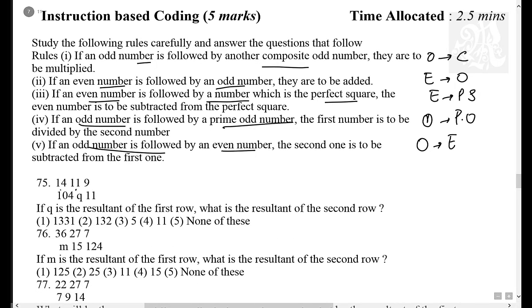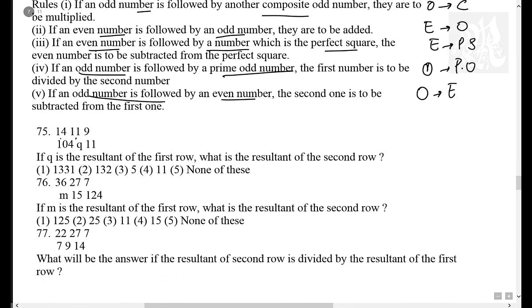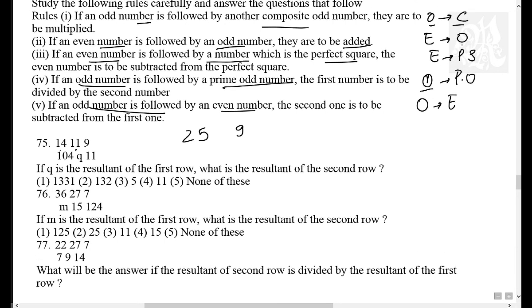14, 11. Look at the first two. What is 14, 11? Even, odd. It should click you first. 14 is even, right? What is 11? Odd. What are you supposed to do? Second rule. They have to be added. 25. Now we have 25 and 9. What is 25 and 9? Odd followed by odd. There's no perfect square. Odd followed by composite. Okay? What are they supposed to do? Multiplied. 225.